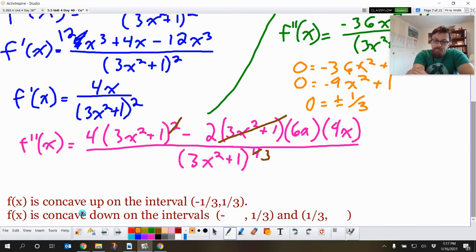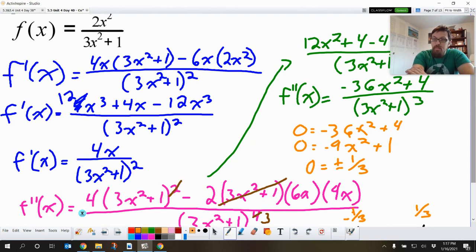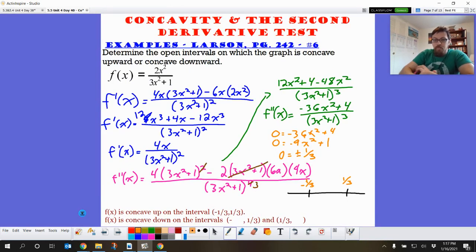Sign chart. So negative 1/3 and positive 1/3. Can I get my sign chart so I can see that and that thing? No. Okay. So I'm going to start with the easy one. I'm going to do 0. So if I put 0 into here, the numerator is going to be positive 4, so that's positive. In the denominator, I'll get 1 cubed, so that's a positive over a positive. So we are positive right here, so we are concave up.